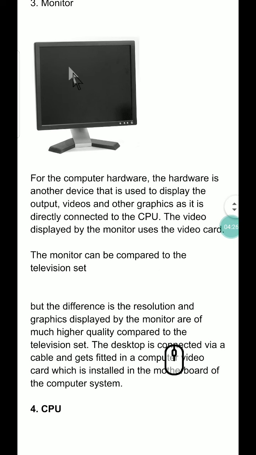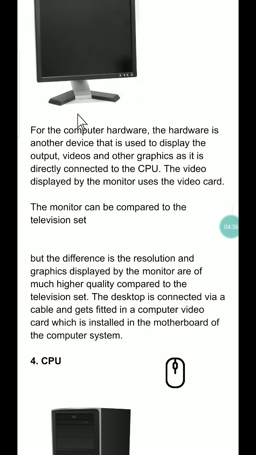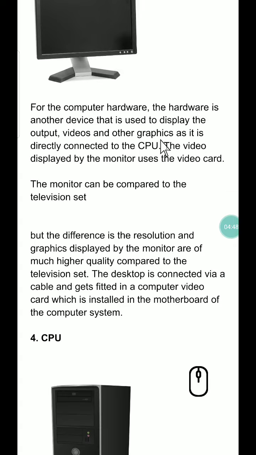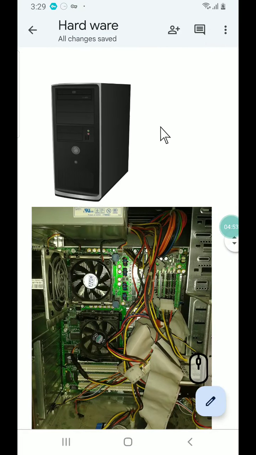So I think many of you have TV sets at home. The monitor can work the same as a TV set, though they are different, and this comes in with the resolution. The graphics displayed by the monitor are of much higher quality compared to those of the television set. Then fourth is the CPU, the central processing unit.